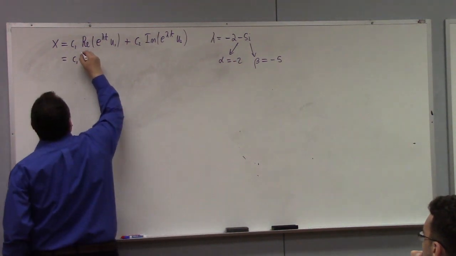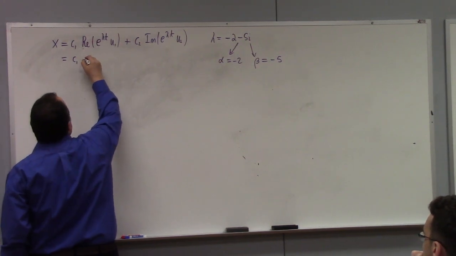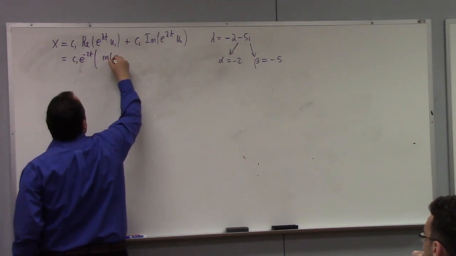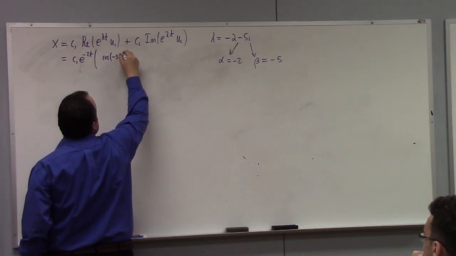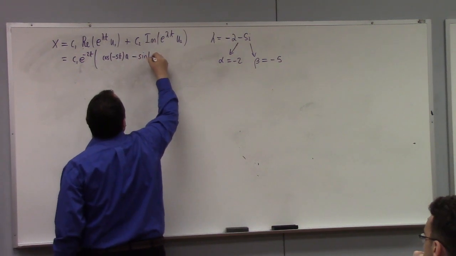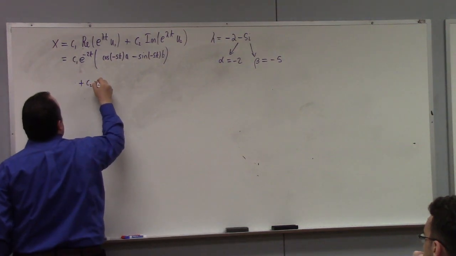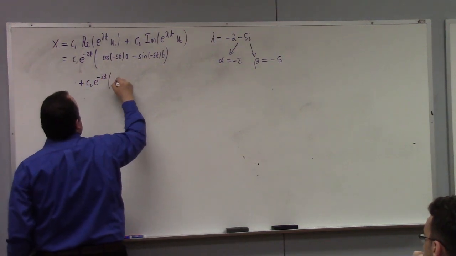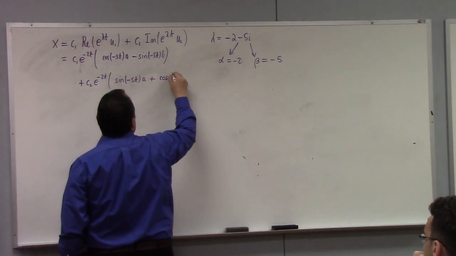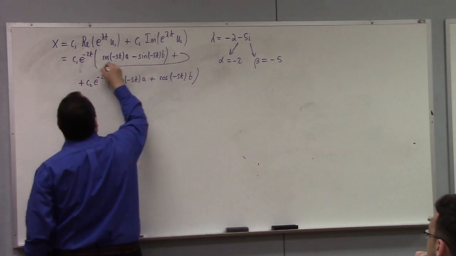All right, so we've got C1. Let me factor the e to the -2t out. Then I've got a cosine of -5t a minus the sine of -5t b, plus C2 e to the -2t times the sine of -5t a plus the cosine of -5t b. Again, I'm referencing the calculation I did like two classes ago.